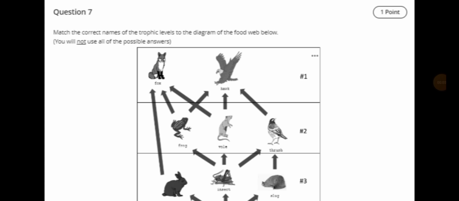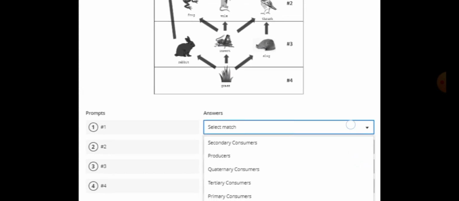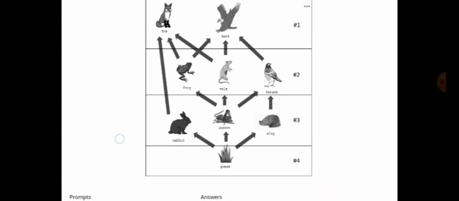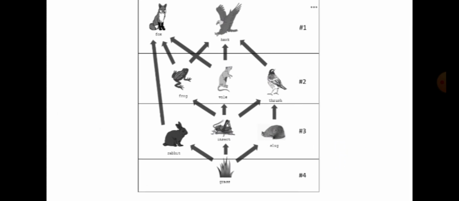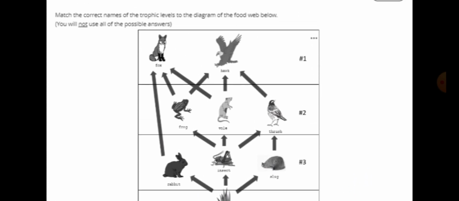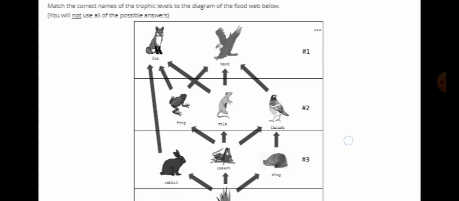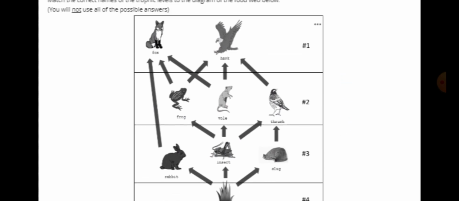So this question says, match the correct names of the trophic levels to the diagram of the food web below. So we have the food web here with grass and other organisms, and we can all see their names. So we are asked to label the trophic level. Now a trophic level is the position an organism occupies on a food chain or on the energy pyramid. The arrows that you see on a food chain or a food web show the transfer of energy.